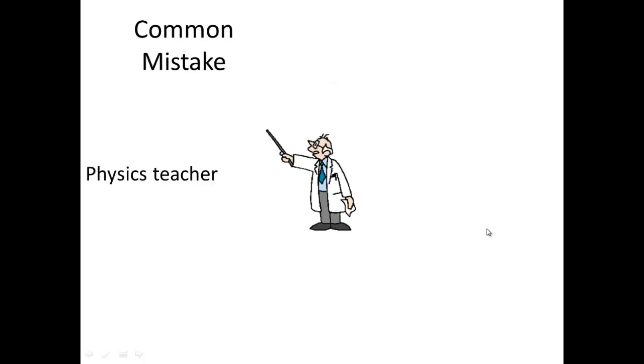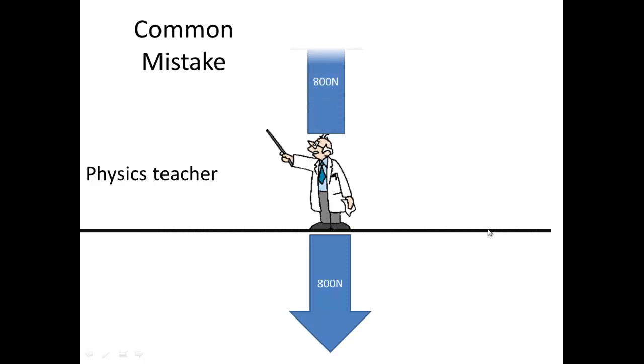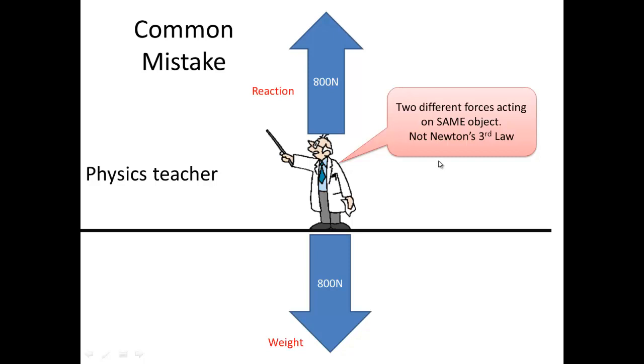Here's a common mistake. We have a physics teacher, the weight and the reaction. Some people say this is a Newton's third law pair. It's not a third law pair because both forces are acting on the same object. Weight is acting on the teacher and the reaction is acting on the teacher. For it to be Newton's third law, A must act on B, B must act on A. So here we actually have two different forces acting on the same object. This is not the case of Newton's third law.